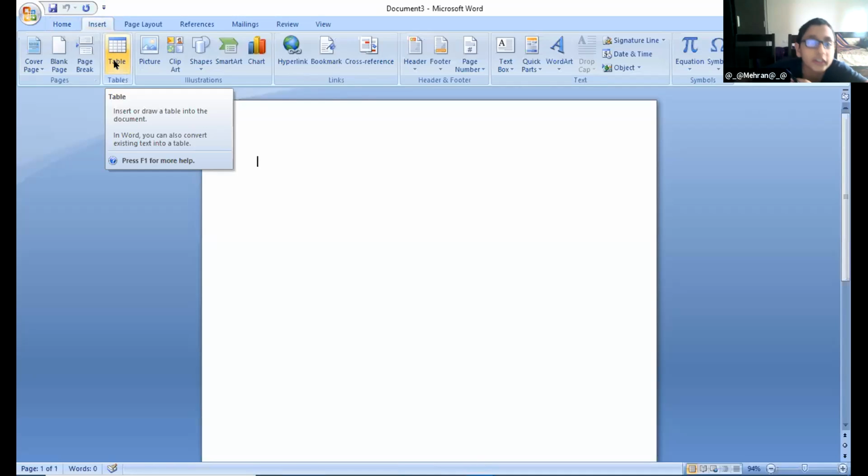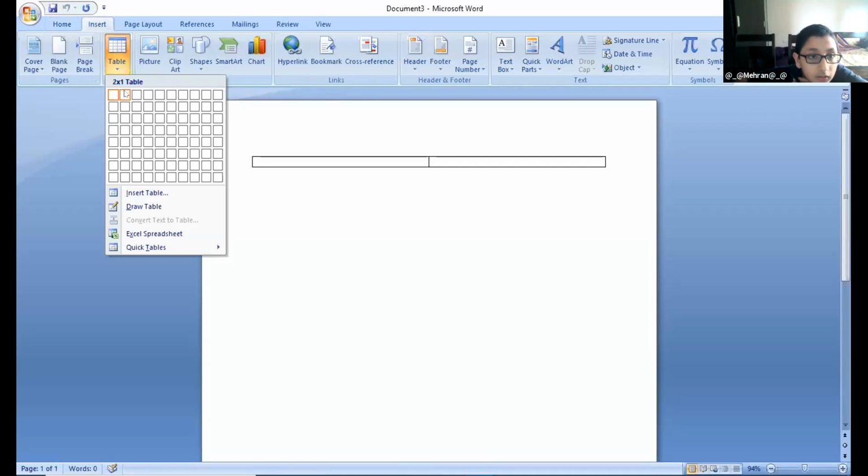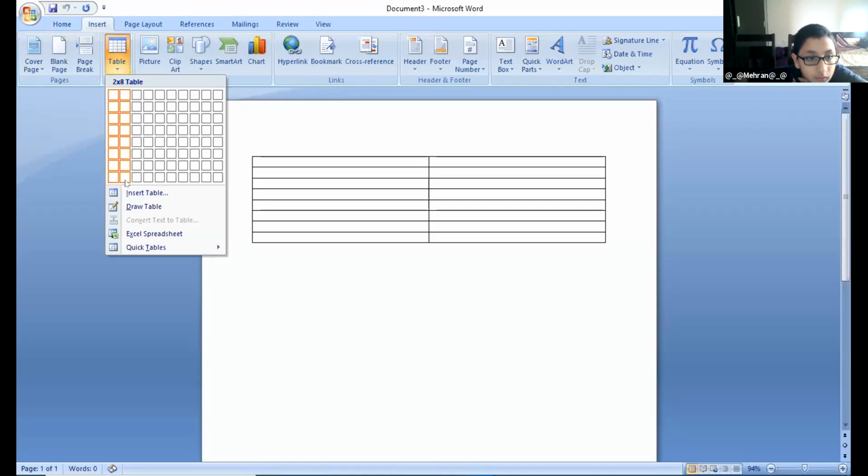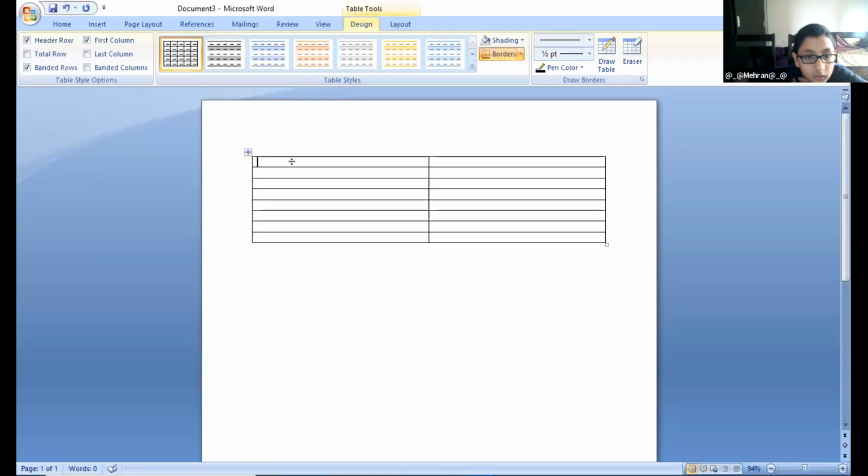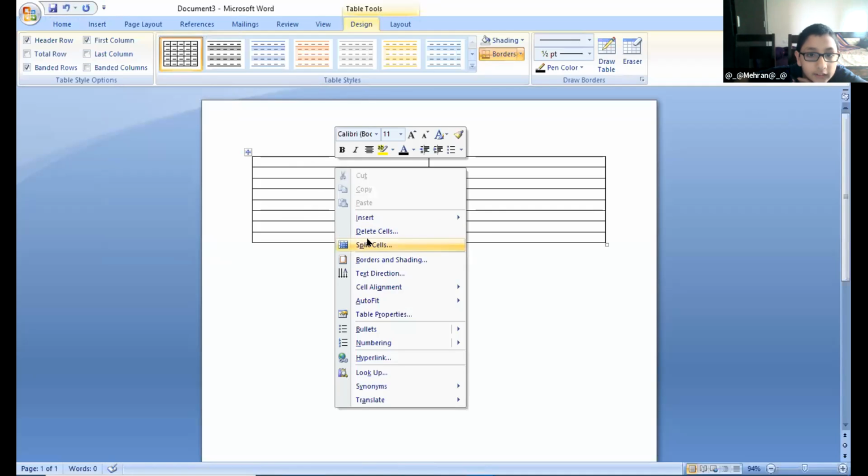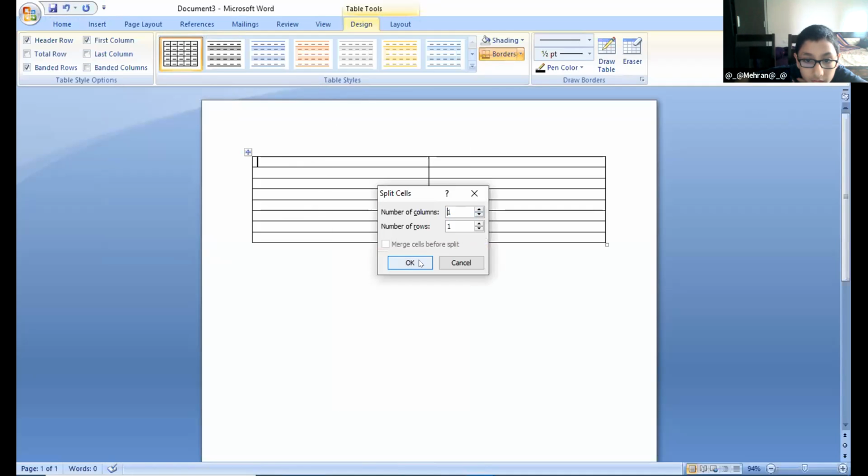So I have to go to insert, table. Then split cells. One minute.